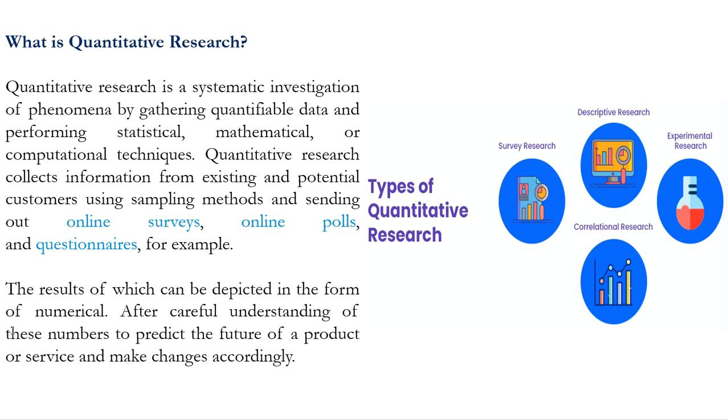Then, what types of quantitative research are there? Now, those are survey research, descriptive research, experimental research, and correlation research. These are categorized into four factors. Types of quantitative research are categorized into four factors: survey research, descriptive research, experimental research, and correlation research.